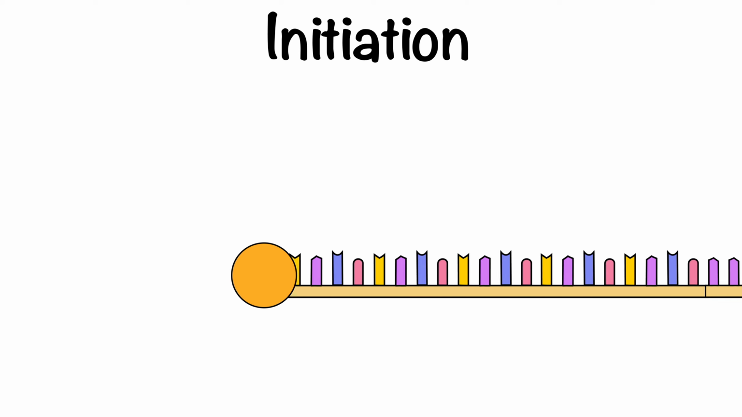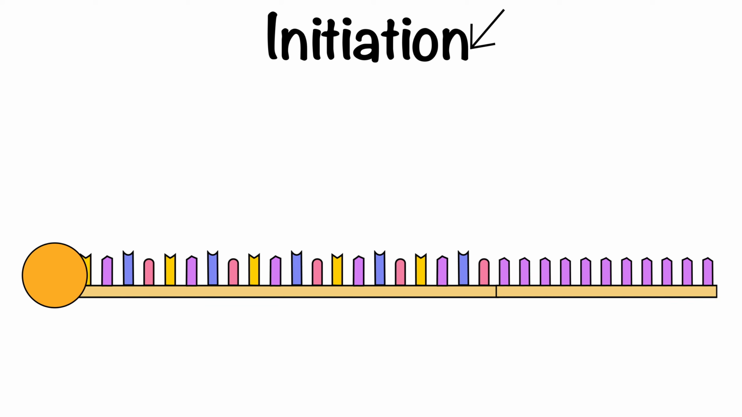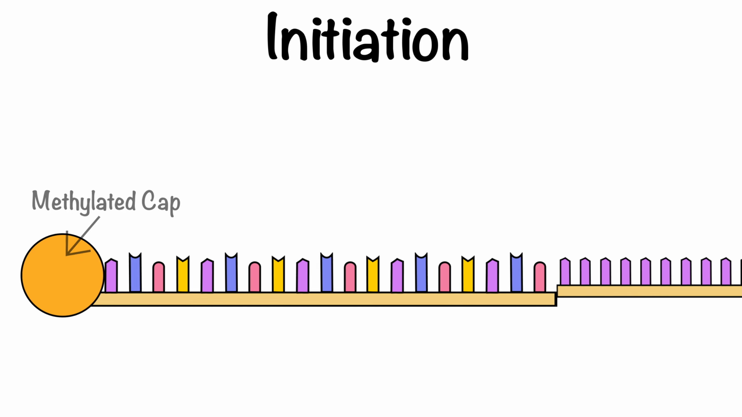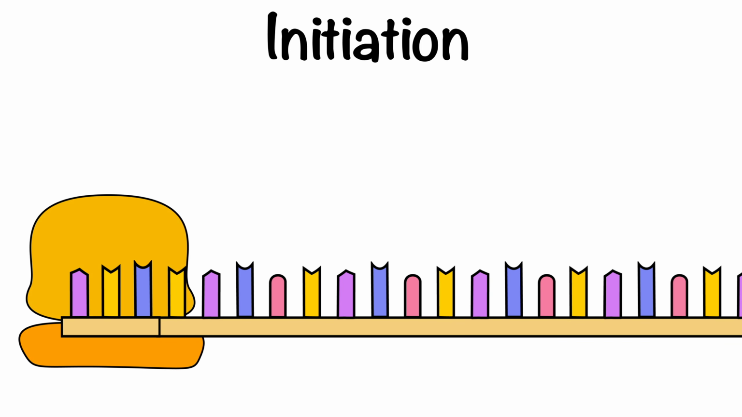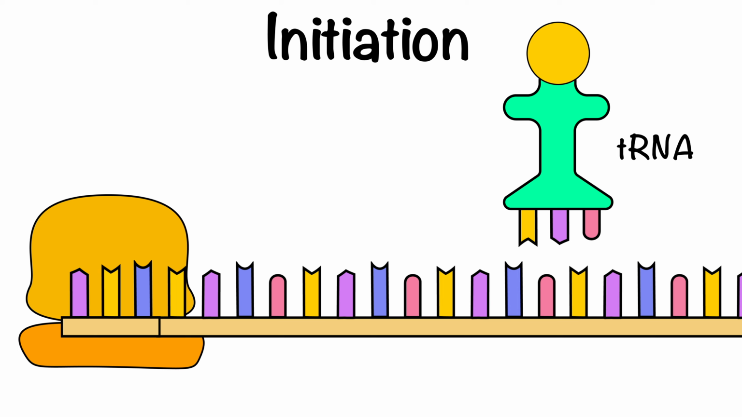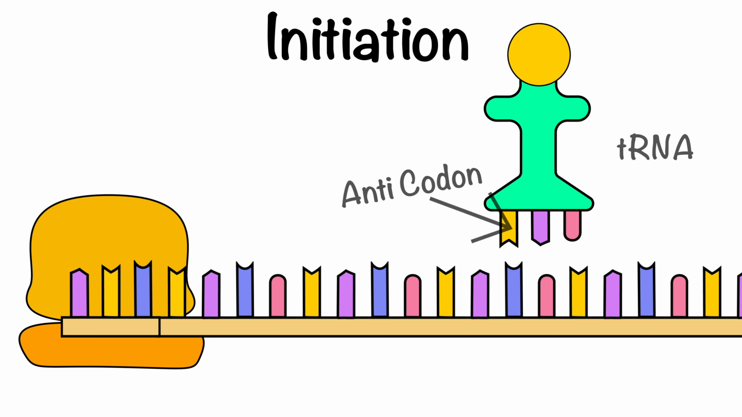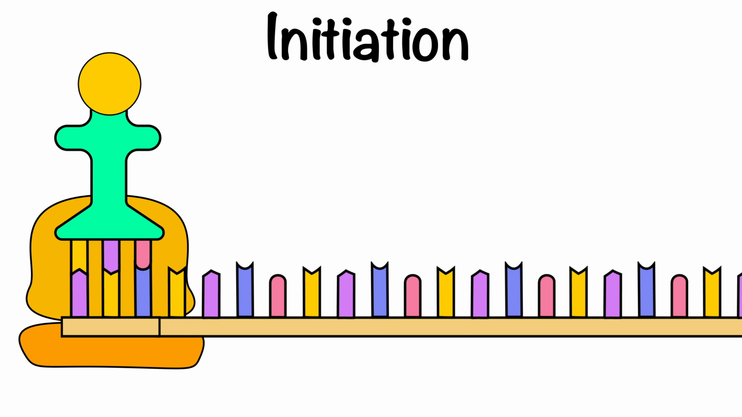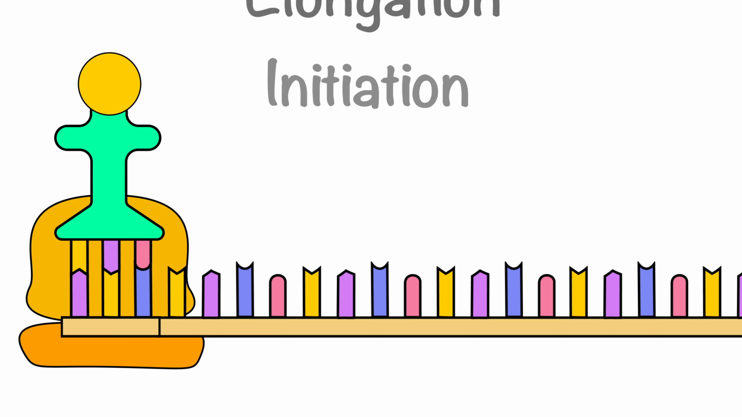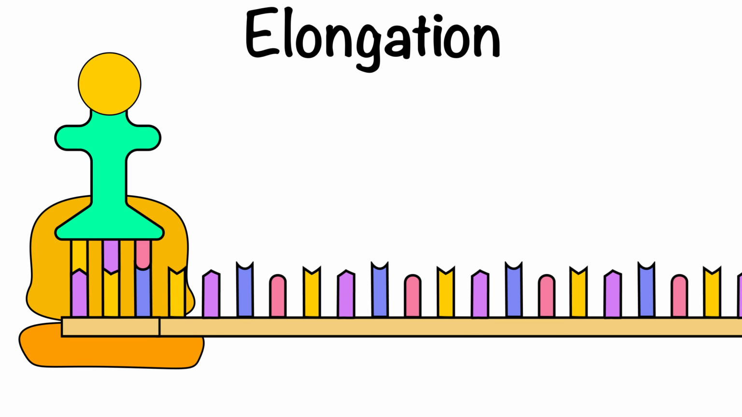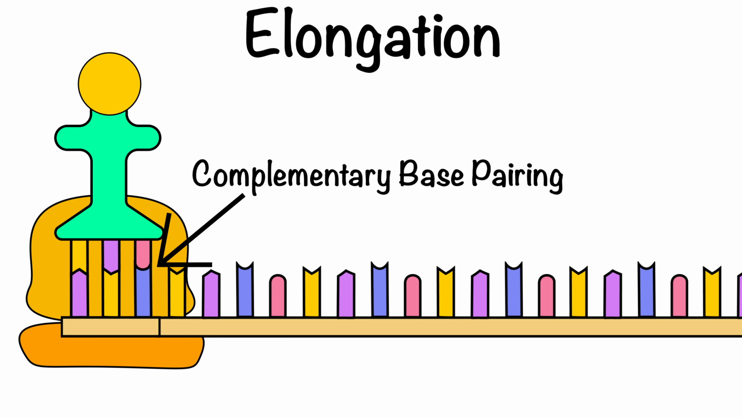The region of the mRNA that contains the methylated cap and the start codon is joined by a ribosome and then by a tRNA, which contains the anticodons. After matching the start codon on the mRNA, this group of molecules, mRNA, ribosome, and tRNA, is called an initiation complex.